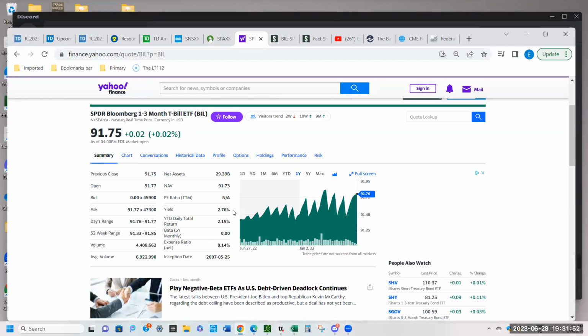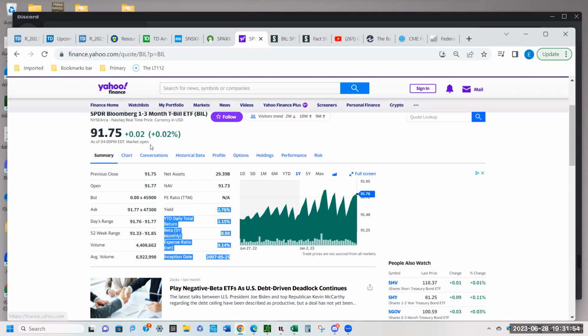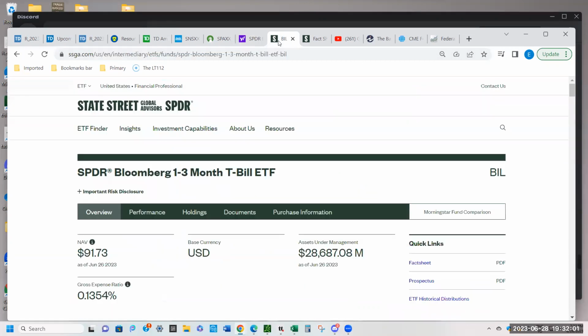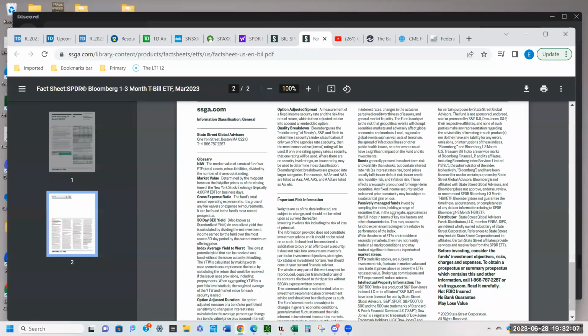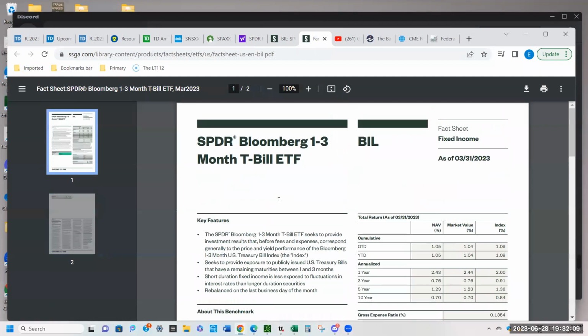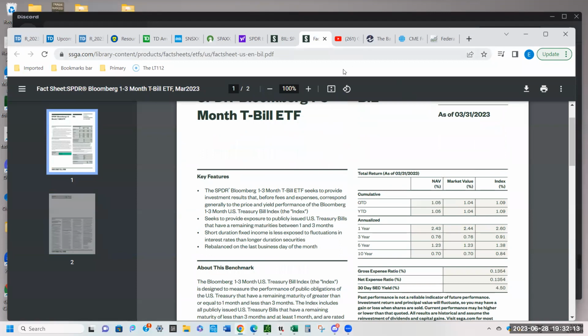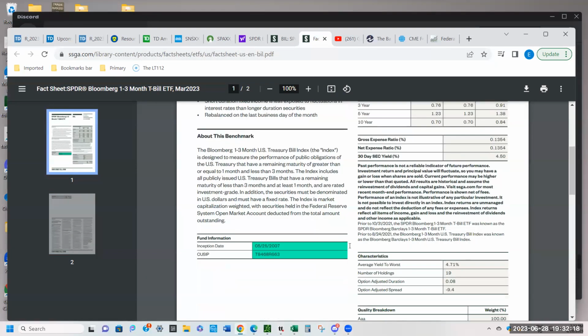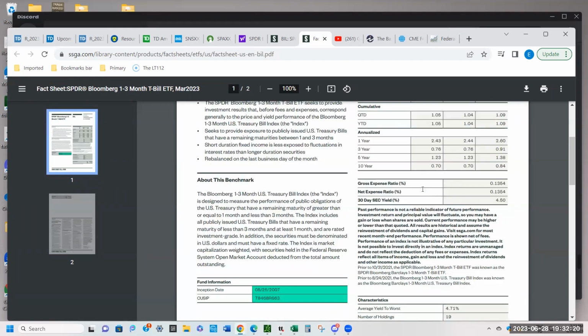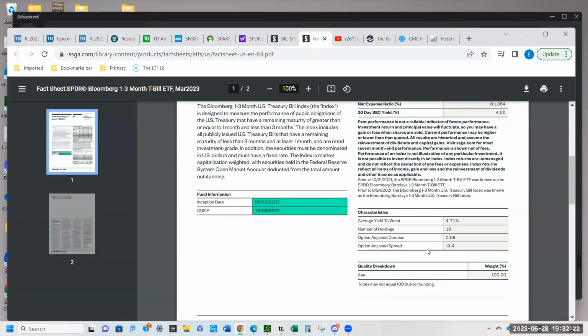Because, and don't pay attention to this yield. This is Yahoo's site. Their yields are no good. So just for instance, Bill, we can go look at Bill. Here's Bill on the company's actual website. And we can go to their fact sheet. And this fact sheet is as of March, so it's a couple months old. This is probably more up to date, but this will give you all kinds of information, details on what the fund is made of, the expense ratio, all kind of little things.